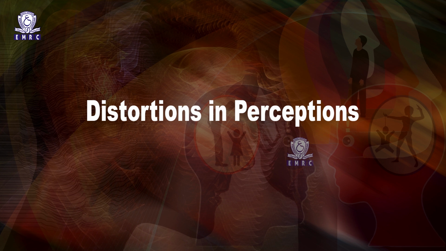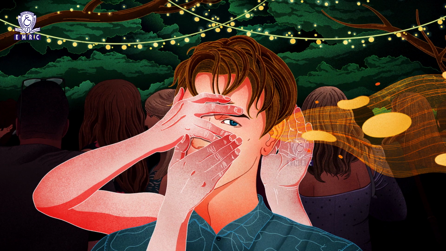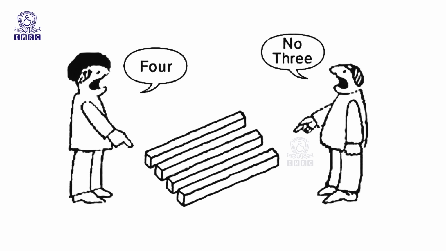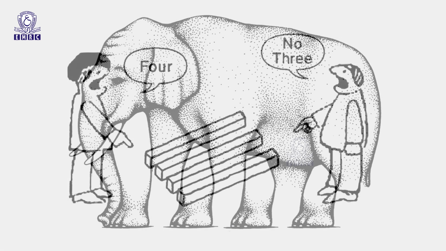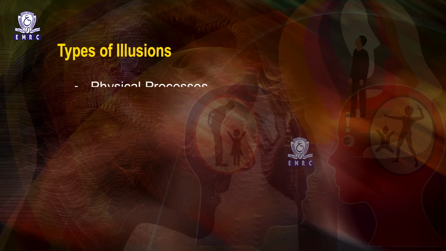One type of distortion in perception is the illusions, which we experience in our day-to-day life. Perceptions sometimes provide false interpretations of sensory information. These false interpretations, we call illusions. The term was used by psychologists to refer to incorrect perceptions. There are two types of illusions: those due to physical processes and those due to cognitive processes.